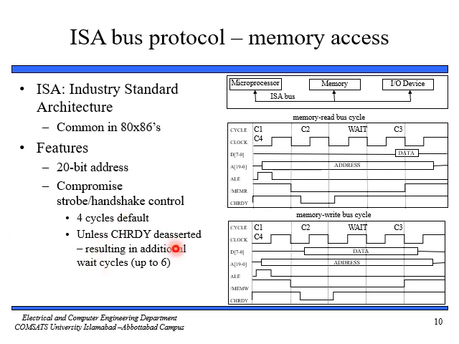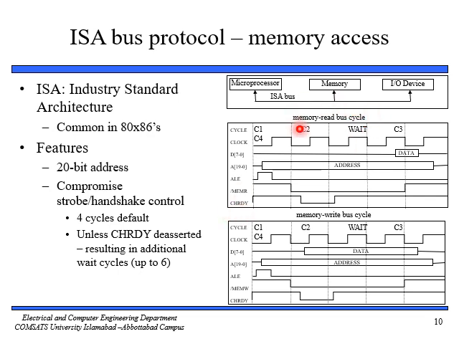Unless channel ready is deasserted, resulting in additional wait cycles up to 6. So as long as this channel ready signal is not deasserted, we will have 4 cycles, otherwise we will have 6 cycles. These are the clock signal up and down, and then this is data 0 to 8, this is address 0 to 19, and this is the address latch enable signal, and this is our memory read. It means that it is going to work at low, and then this is our channel ready.